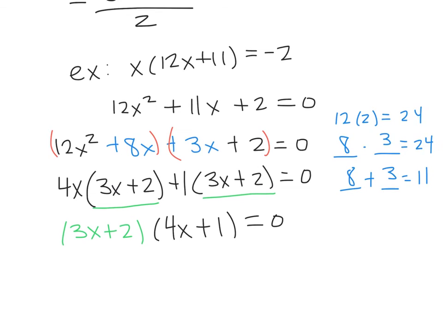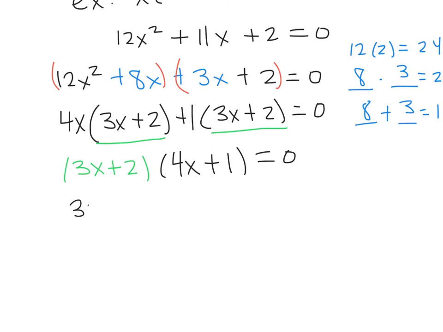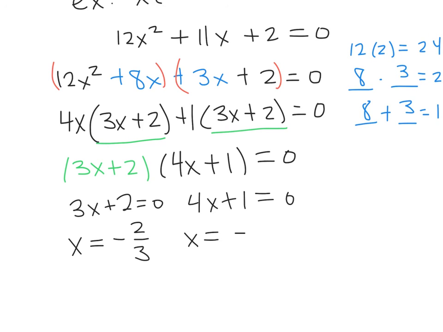And set each of those factors equal to 0 and solve. That'll get us our solutions. So we end up with x equals negative 2/3, x equals negative 1/4.